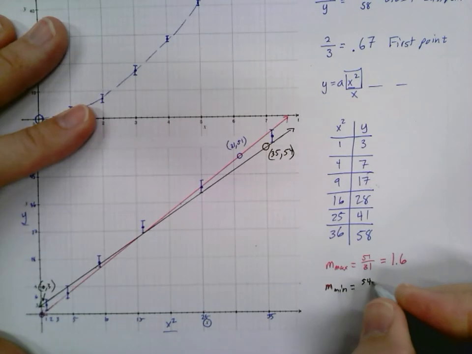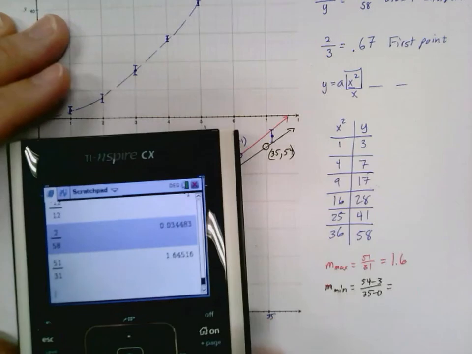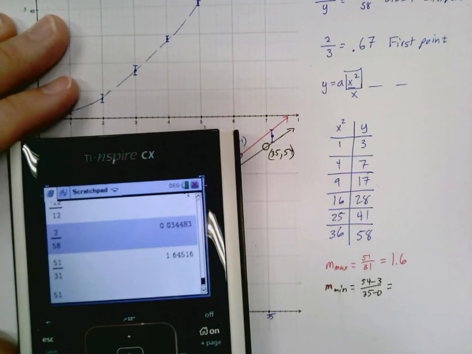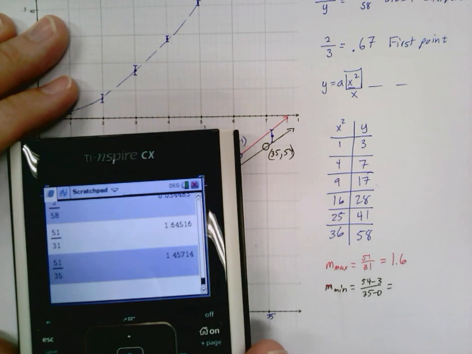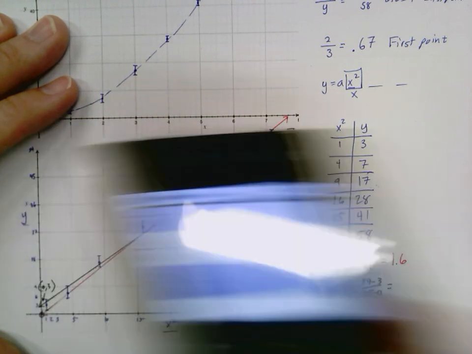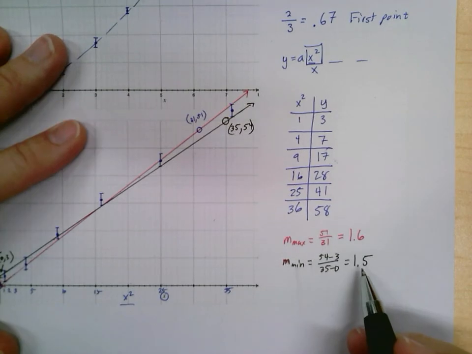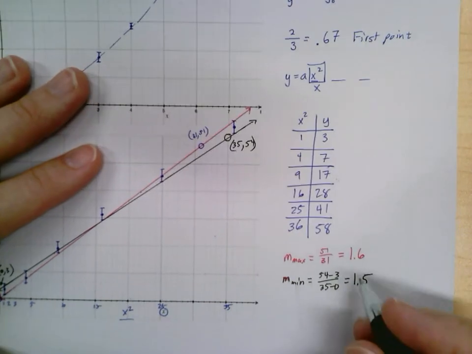Okay, so I'm going to use those two to get a slope. So it'll be 54 minus 3 over 35 minus 0. And now I can get that slope, which will be 51 over 35. And that gives me 1.45 or 1.5. Okay, so the maximum slope is 1.6, the minimum slope is 1.5, and with that, I should be able to finish this.